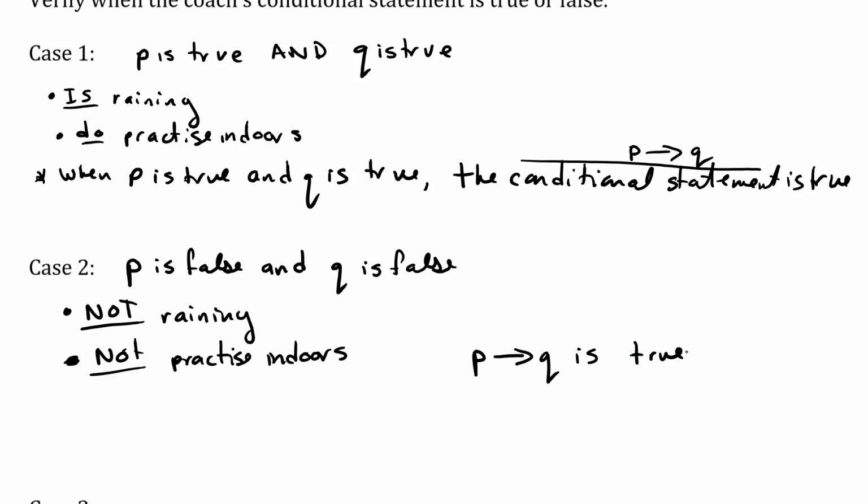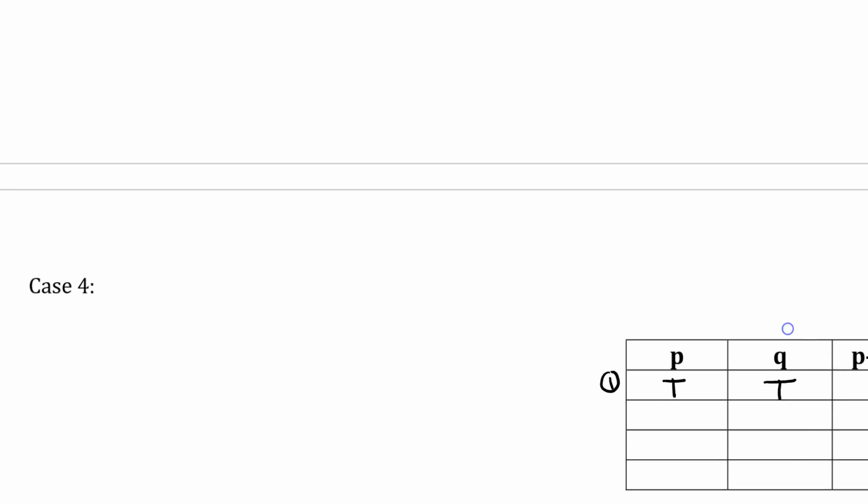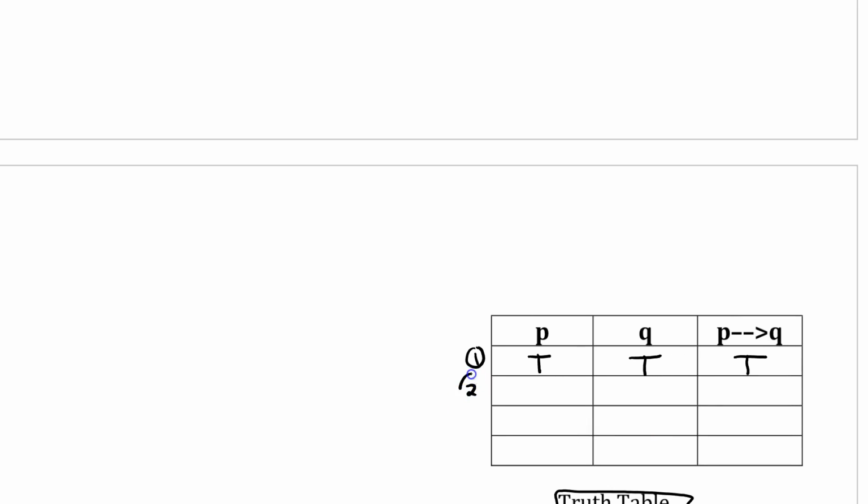Nothing is broken. If it's not raining, then who knows what could happen. If it's not raining, it means that we don't have to practice indoors. The only rule that we've set up is that if it is raining outside, then we will practice indoors. But if it's not raining, we do not have to practice indoors. So if we were to put our findings into our truth table here, we would say that if the assumption is false, or the hypothesis is false, and it follows with a false conclusion, that still makes the conditional statement true.